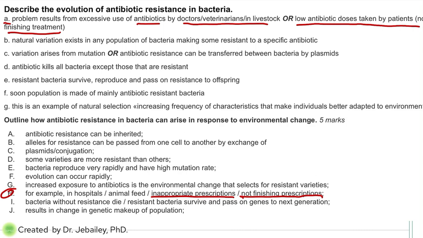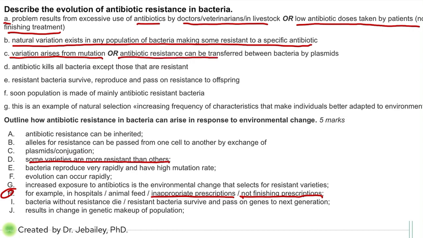The next one says, natural variation exists in the population of bacteria, making some resistant to specific antibiotics. So here on the second one, you can say some bacteria are more resistant than the others, so they do match. Variation arises from mutation. Antibiotic resistance can be transferred between bacteria by plasmids. So let's see if there's anywhere that says anything about that. It does say here alleles of resistance can be passed from one cell to another by exchange of plasmids, but it did not mention anything about variation. So you can see that the part here saying variation has not been mentioned on the second one.